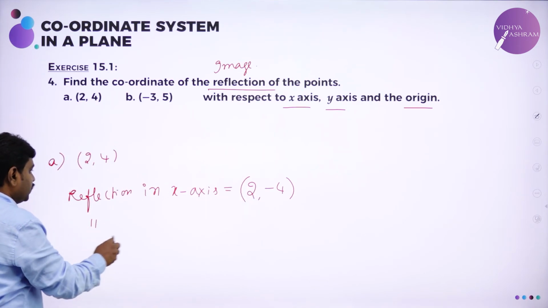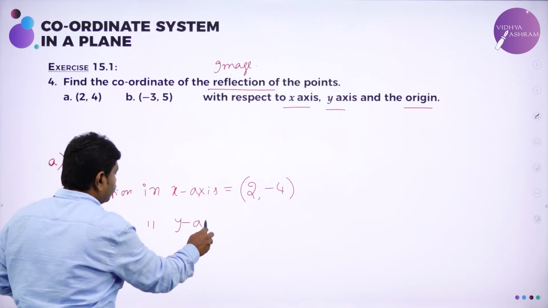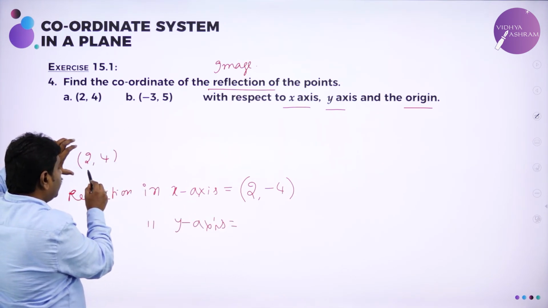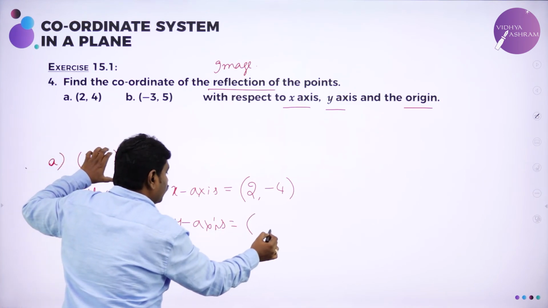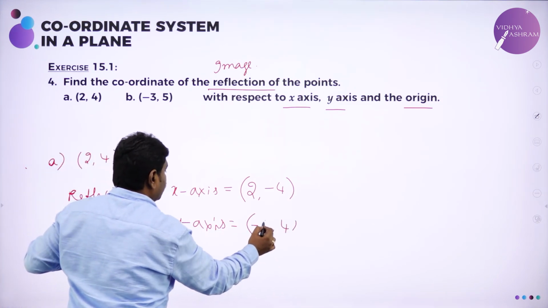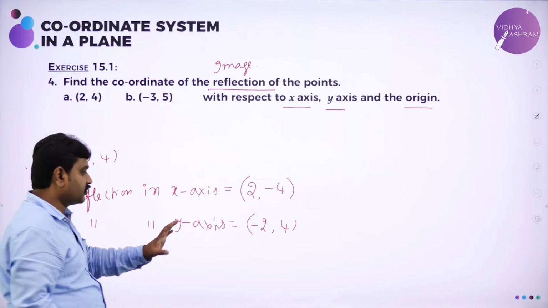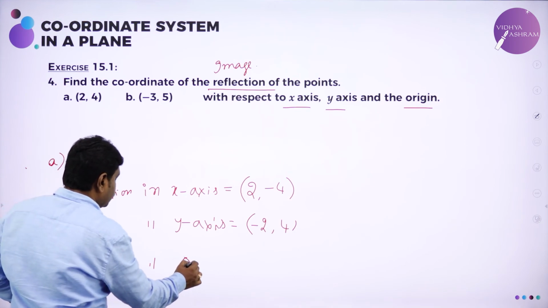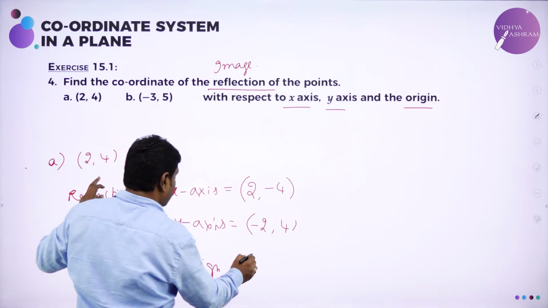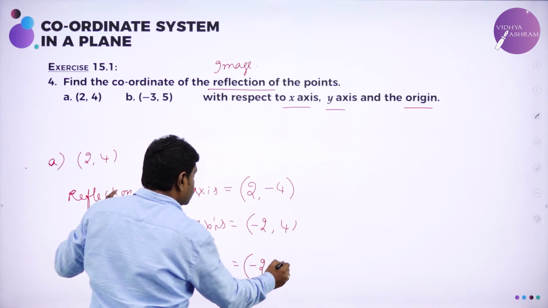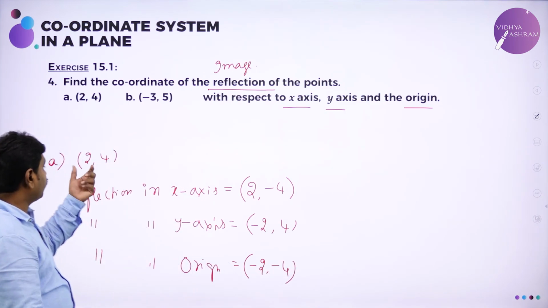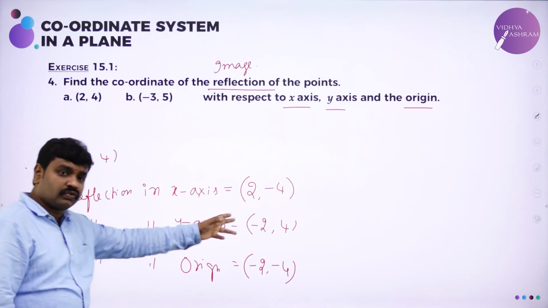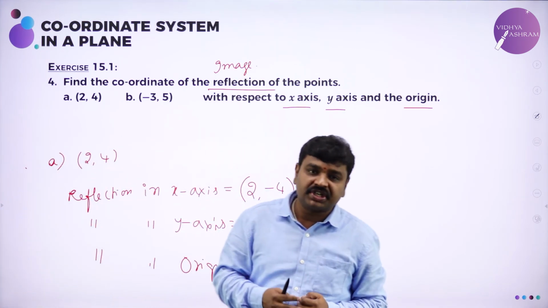Now reflection in the y-axis of this point. For the y-axis, the y value will be the same, but x will become negative. The sign of x changes. And reflection in the origin, for the same 2, 4, both signs change: minus 2, minus 4. So the reflection of 2, 4 with the x-axis is 2, minus 4, with the y-axis is minus 2, 4, and with respect to the origin both signs change.